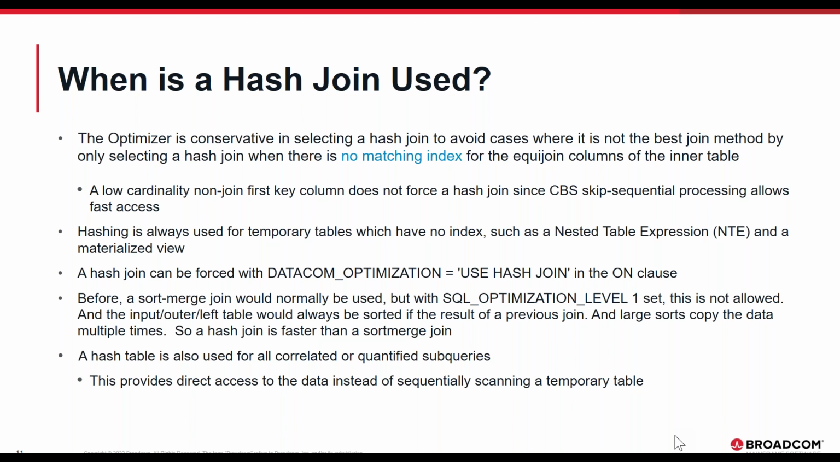Yeah, and if you had a sequential table like a nested table expression or materialized view, of course, they don't have indexes, and hashing would always be used there in lieu of a nested loop join. And yeah, I think that pretty well covers that.